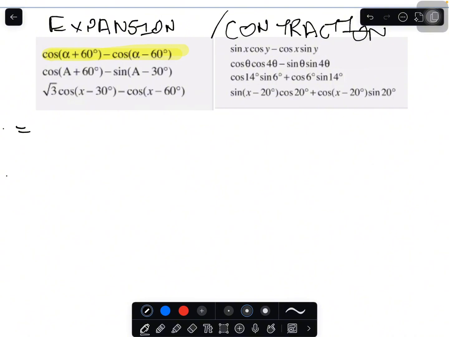Okay, now when we're expanding this, we know with the cos, it'll go cos alpha times cos 60, minus, because this is a cos, sine 60 times sine alpha. Now we have a minus sign here.